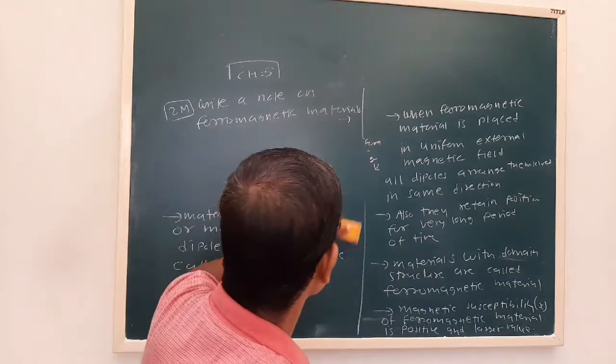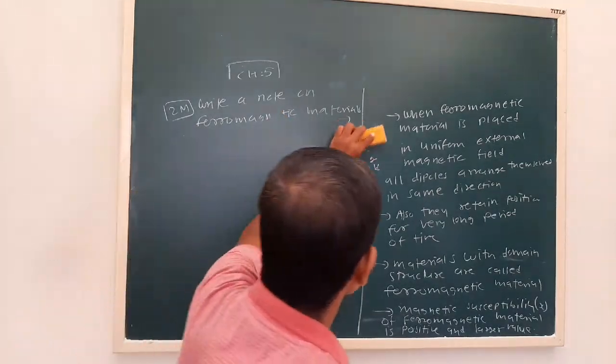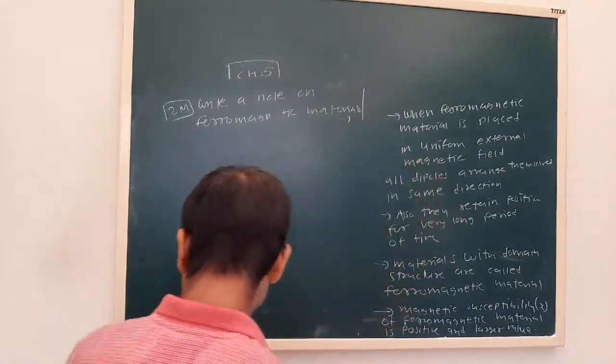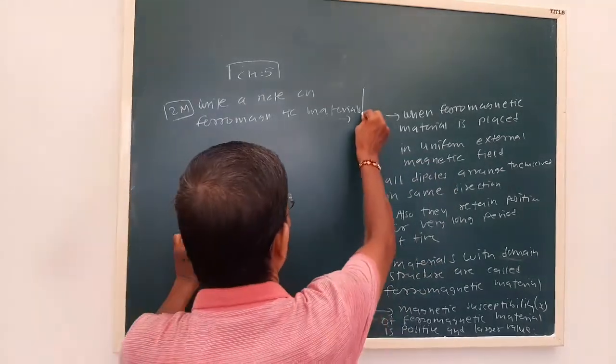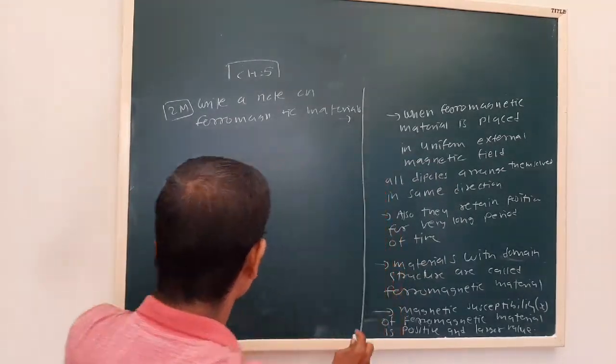Now, what happens when ferromagnetic material is placed in a non-uniform magnetic field?